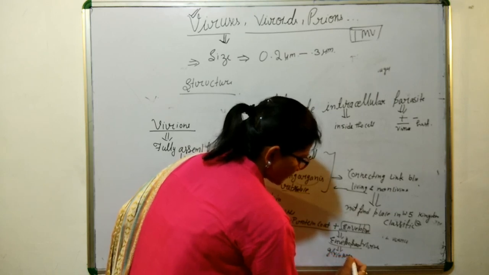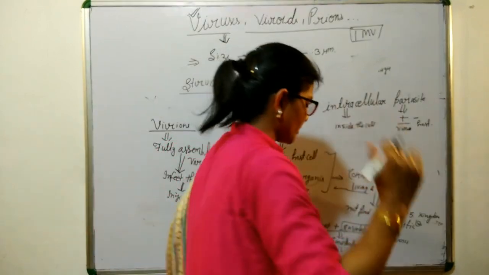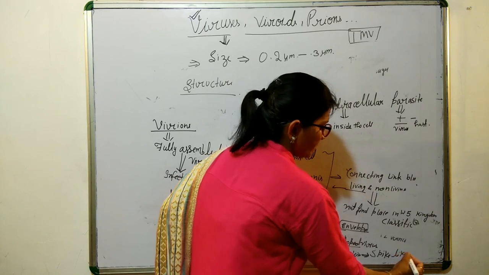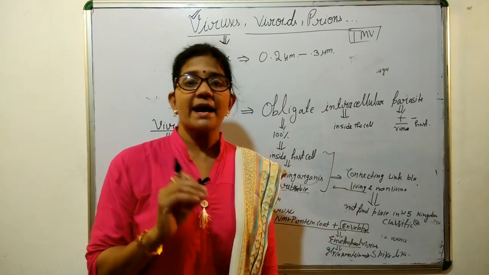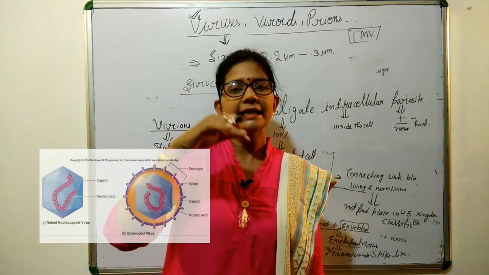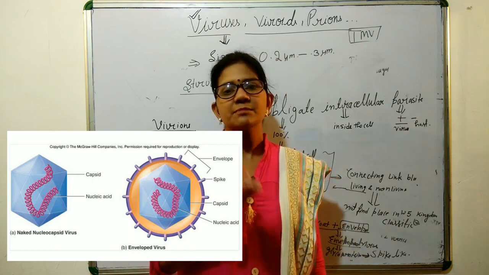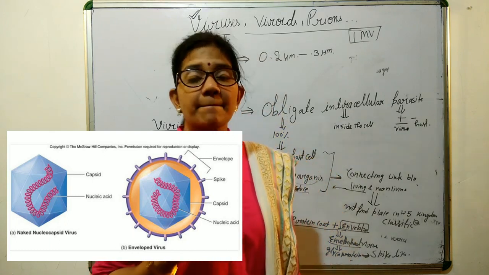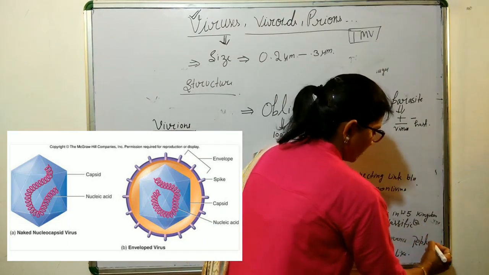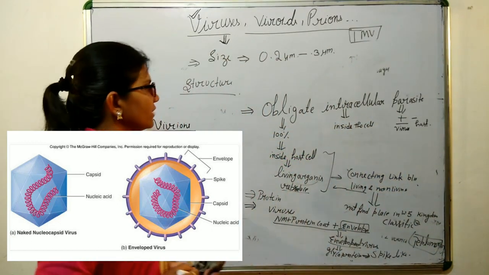Sometimes these glycoproteins have spike-like projections, and these spike-like projections help them to insert their nucleic material inside the host cell very easily. These spike-like projections are known as peplomers. What is it known as? Peplomers. Clear? So many terms we are getting one by one.